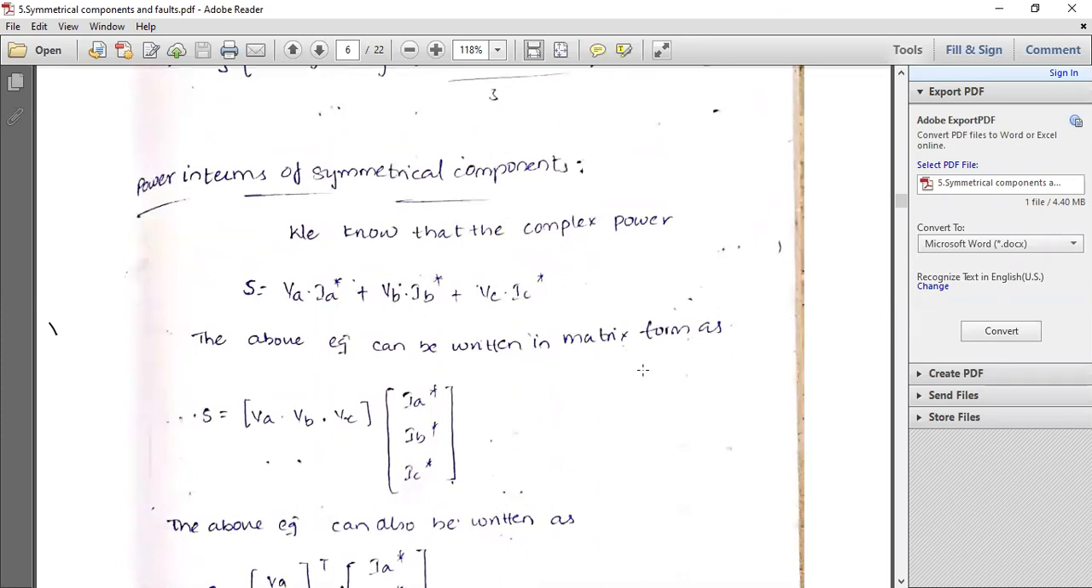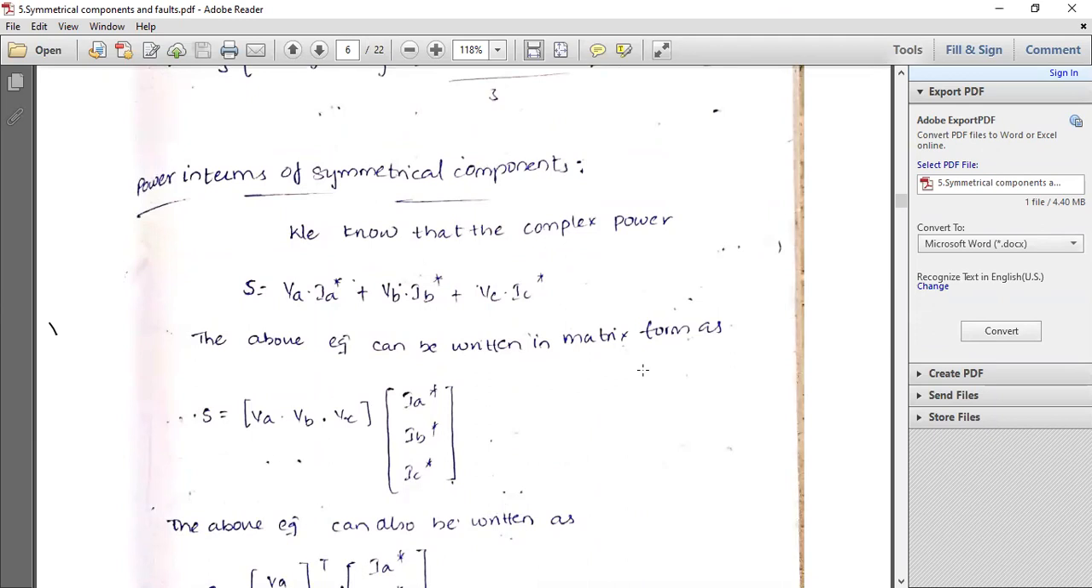Next, the power in terms of symmetrical components. This is a very important question. Definitely you may expect this question directly in your external examinations as well as internal examinations. So that is a very important question. Please keep more focus on this. Power in terms of symmetrical components.